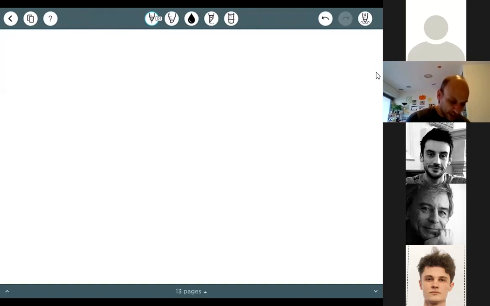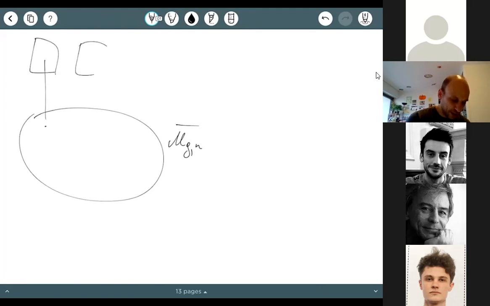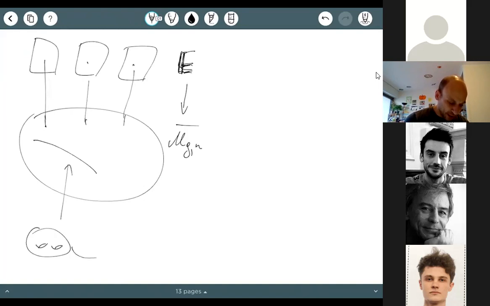So let's look at M_g,n bar. Here we have our Hodge bundle. Over every point we have the rank g, well, the dimension g space. This is the Hodge bundle E. And I would like to restrict the Hodge bundle to, inside M_g bar, the locus of curves where the curve splits into a component of genus g1 and a component of genus g2.